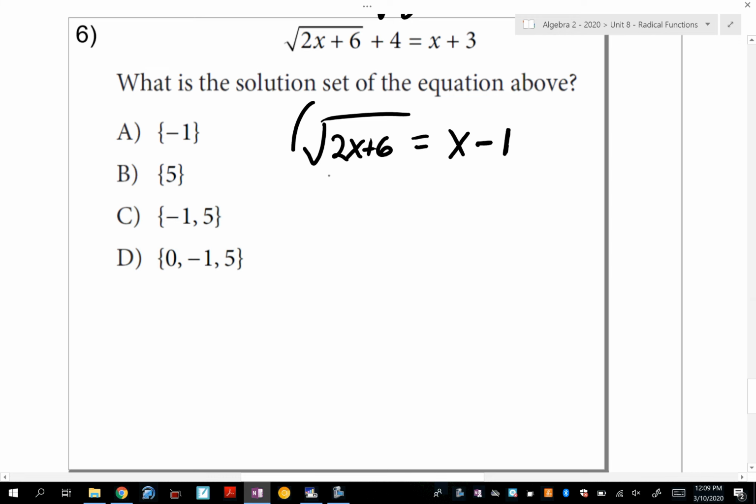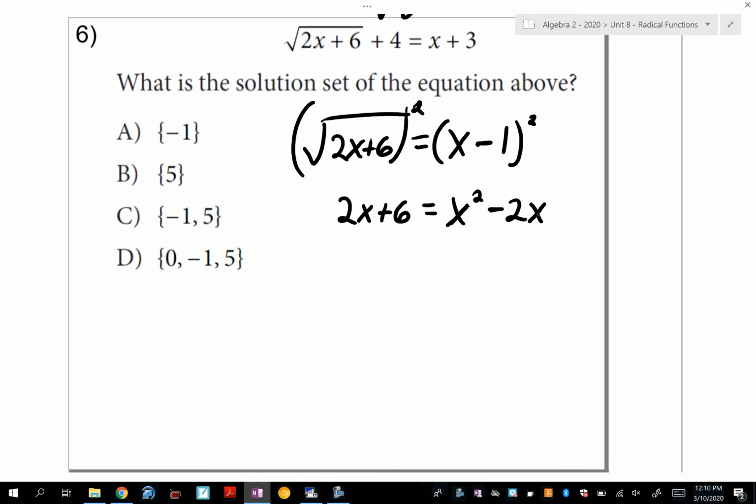Square both sides. This is what we were just talking about. We're going to square a binomial. So I have 2x plus 6 equals, I'm going to do it again. If you didn't follow the first time, watch now. X squared is x squared. X times negative 1 is negative 1x. If you double that, you get negative 2x.